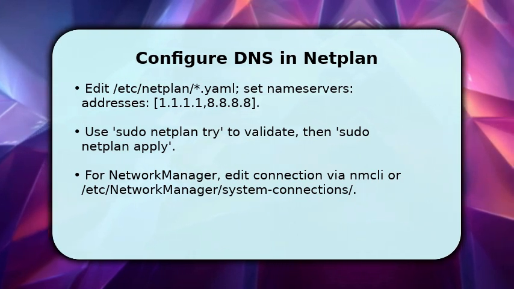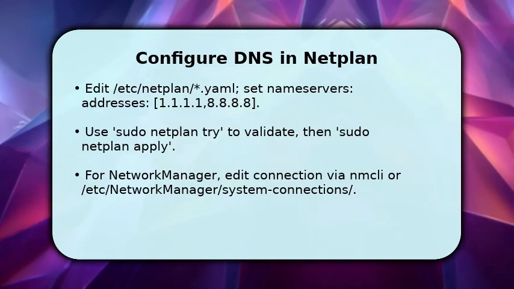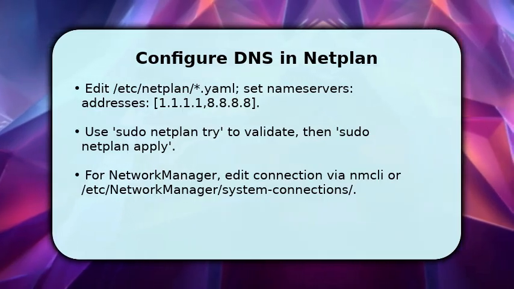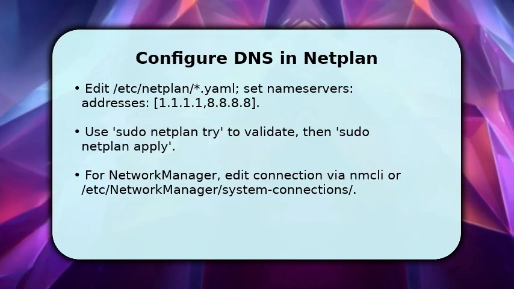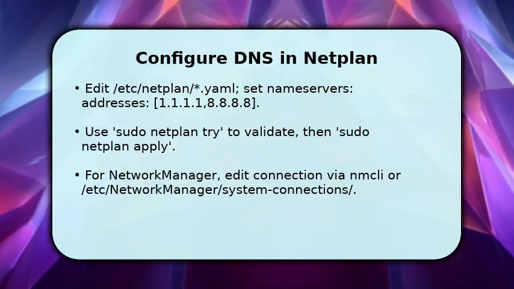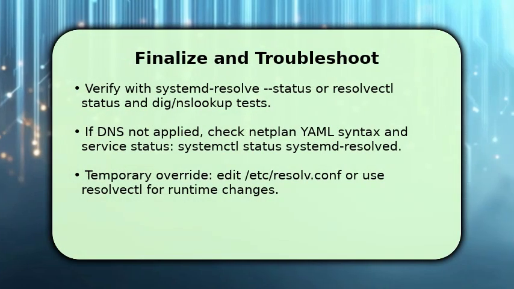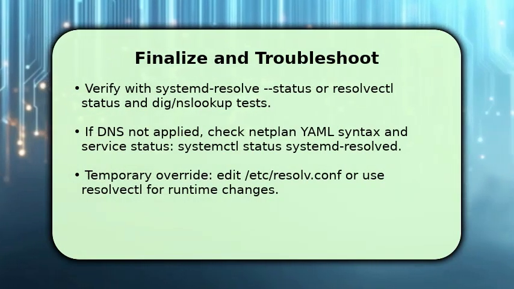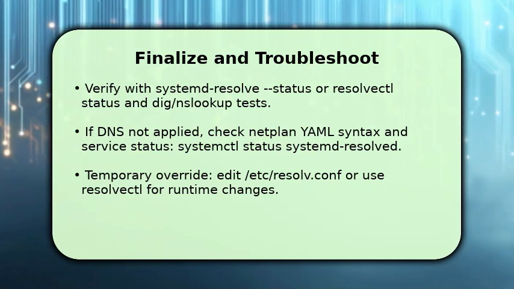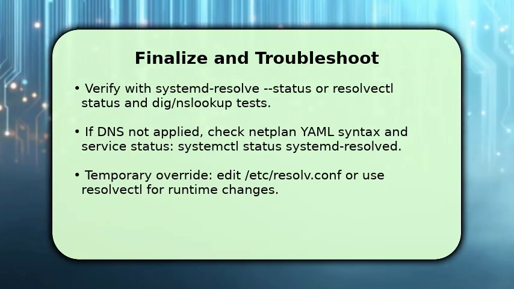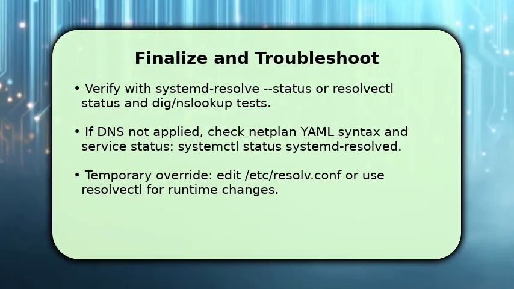If you use NetworkManager, use nmcli connection modify with ipv4.dns, or edit the system connections file, and restart. To finish, verify DNS resolution using resolvectl status or systemd-resolve --status, and test with dig or nslookup to confirm queries use your servers. Make sure systemd-resolved is enabled and linked.